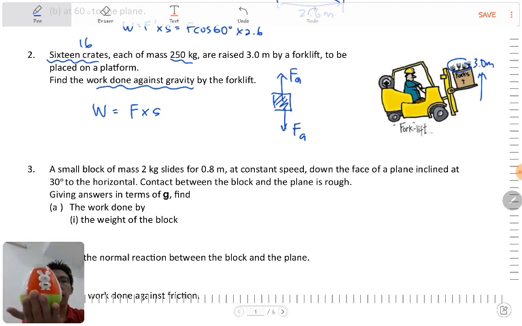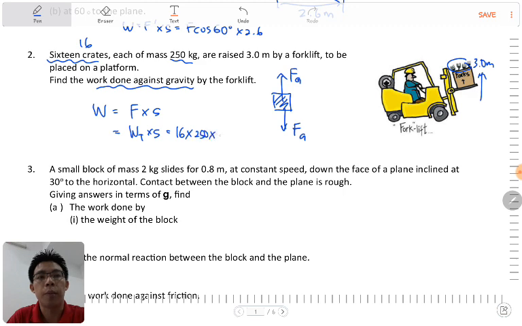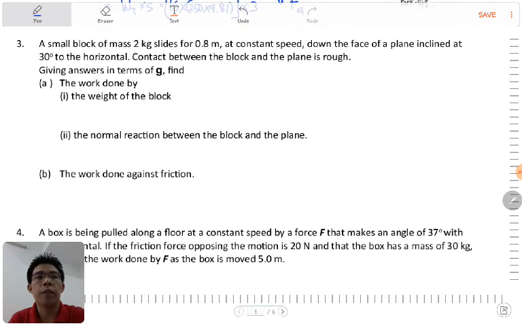Okay, so we assume the case here is a constant speed moving up by the forklift, and therefore the force exerted must be at least equal to the total gravitational force or total weight of the crates, which is 16 times 250 times 9.81. That's the total weight of 16. So we times it by 3. Okay, and you should be able to get the answer. Let's move on to the next question.